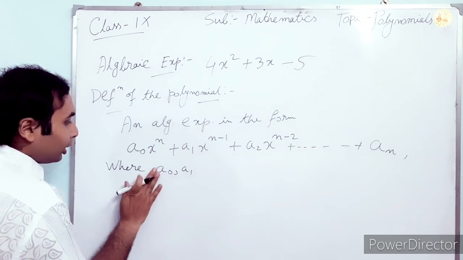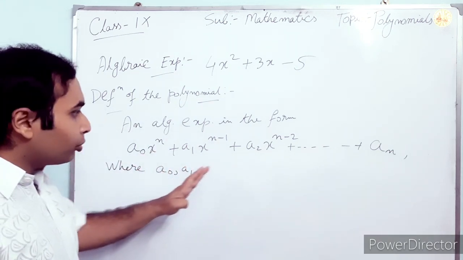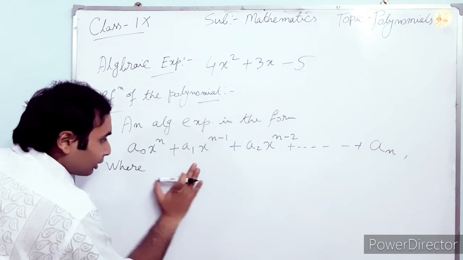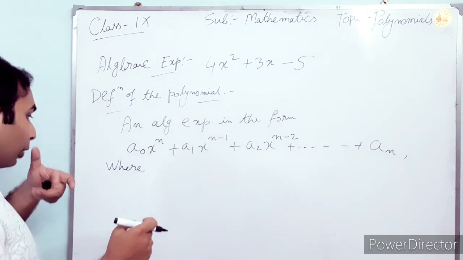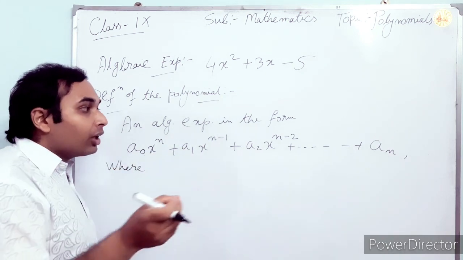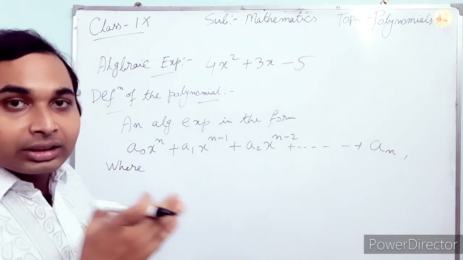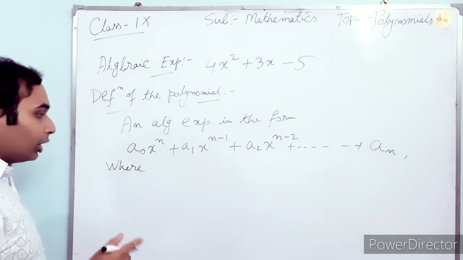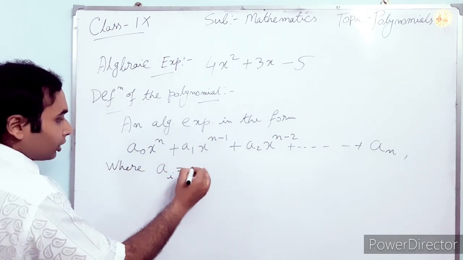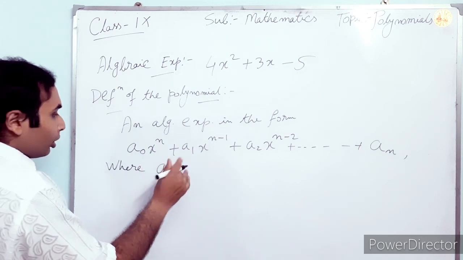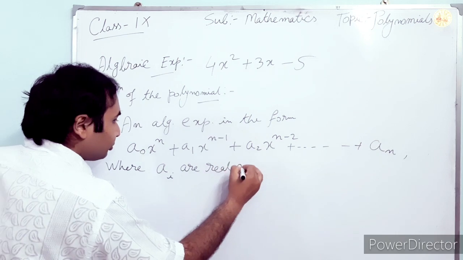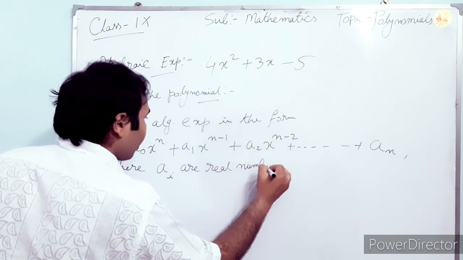Where a0, a1 up to an, we can write this as ai. Just see the techniques of writing those, because those are very handy, and in higher classes those will help you to write things. So here ai are real numbers.